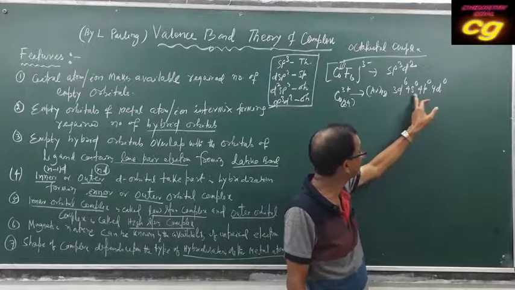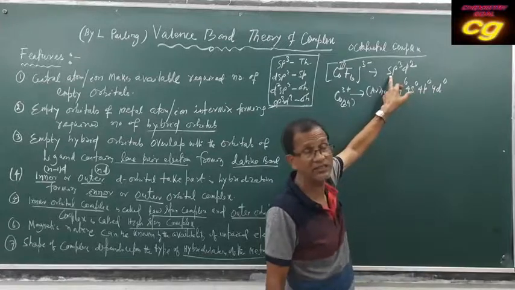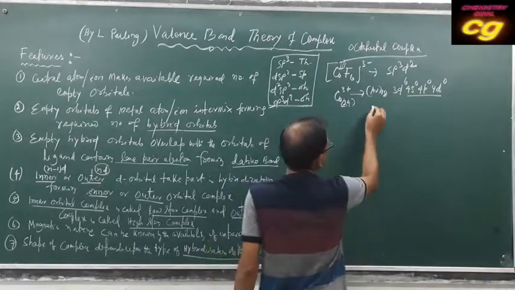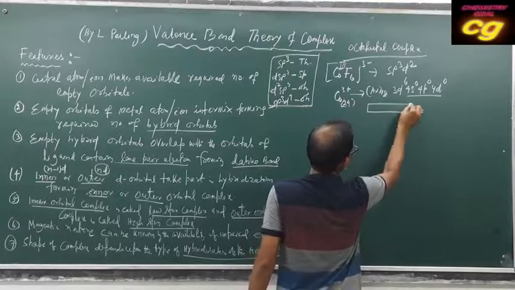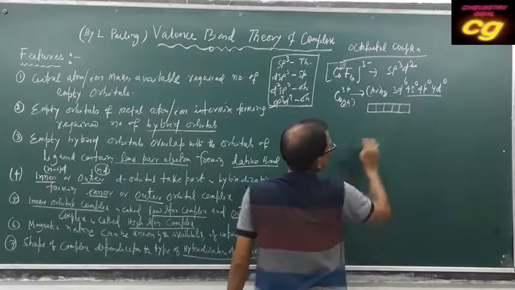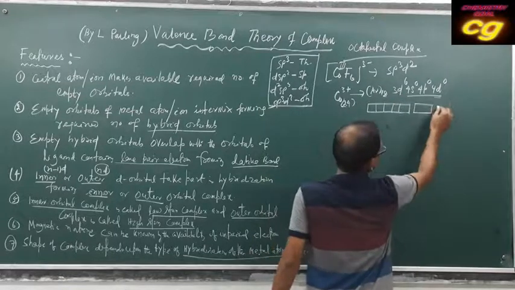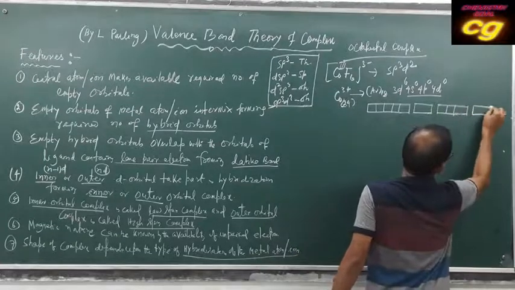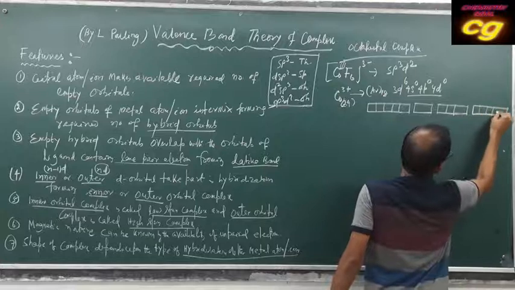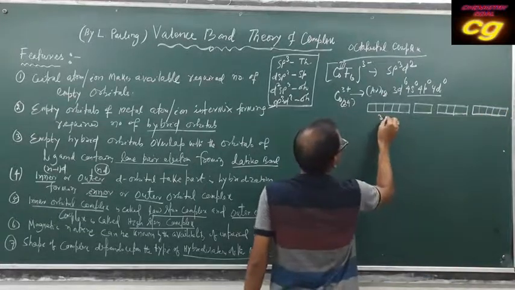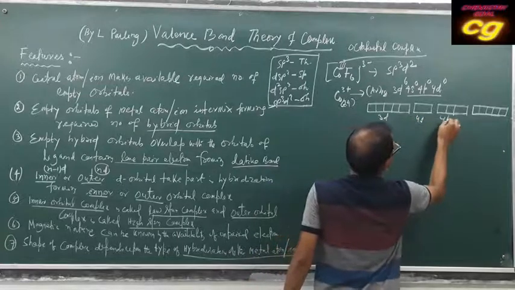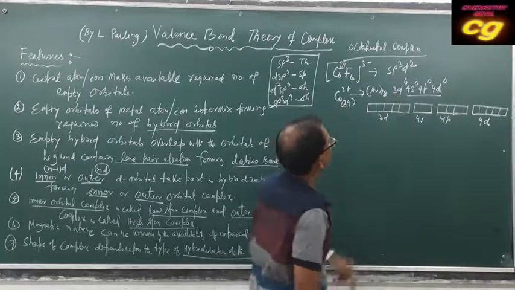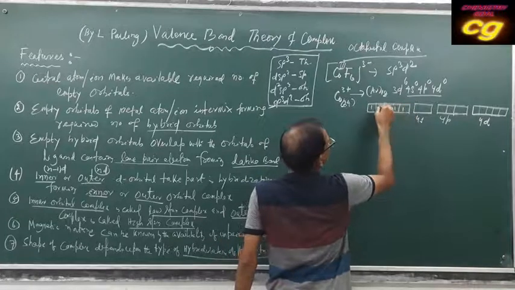Why am I writing 4s, 4p, 4d? Because the hybridization is sp3d2, so s, p and d both will take part. So what can you write? The 3d remains the same, no involvement of 3d, then 4s, then 4p, then 4d. So this is your 3d, this is 4s, this is 4p, this is 4d, and here you see how many electrons in d? 6. 1, 2, 3, 4, 5, 6.